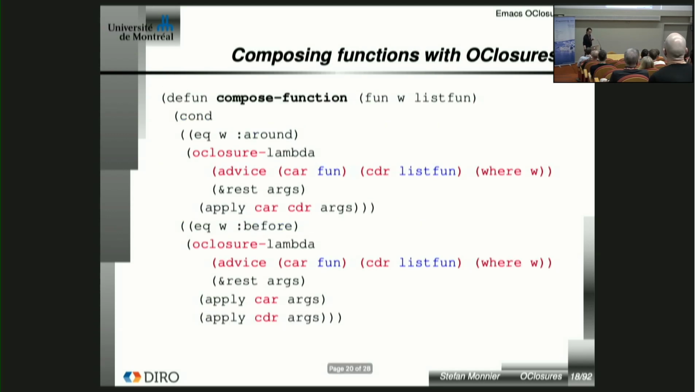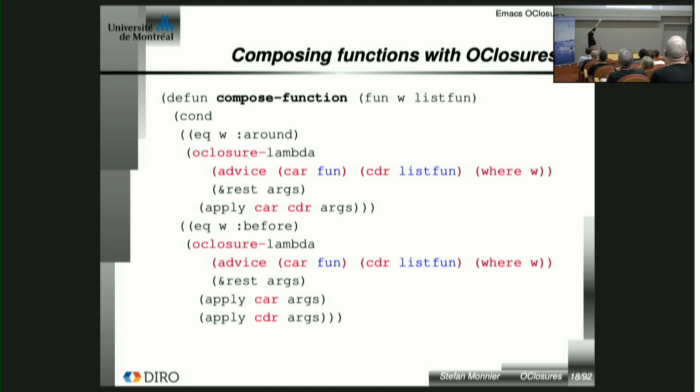Okay, so now that we have open closures, how do we actually solve the original problem, right? We had this problem with advice, remember? So now we need to redefine compose function, because we used to do this composition using plain lambda, which is still opaque. We haven't changed lambda. It has the same semantics as before. So now we have to use open closures.